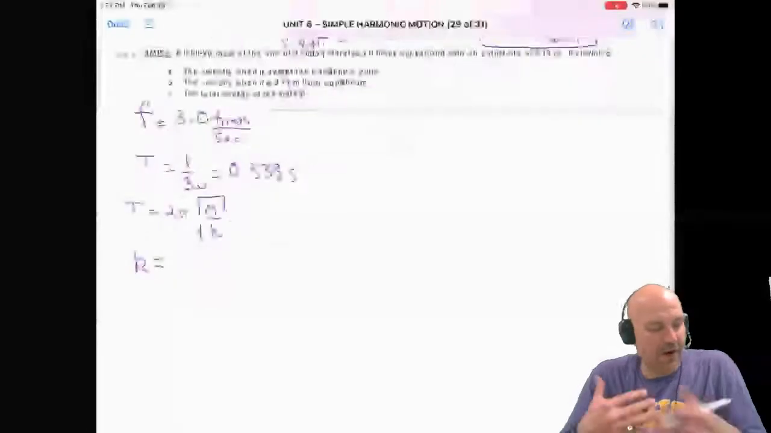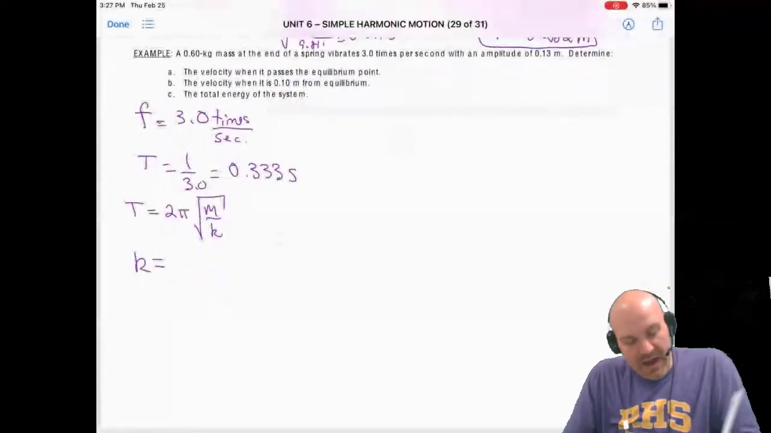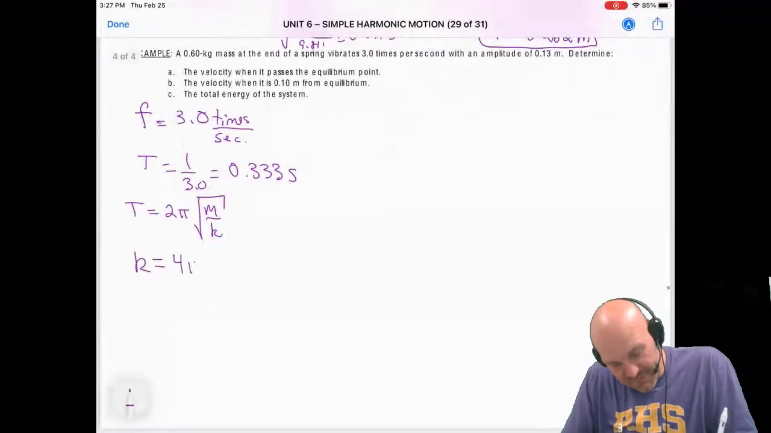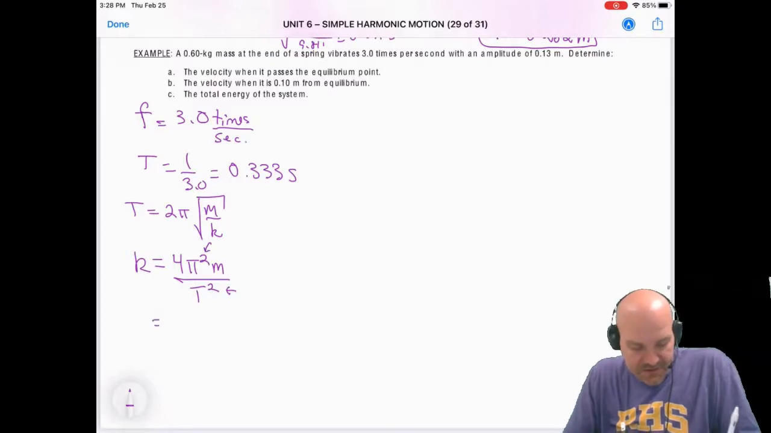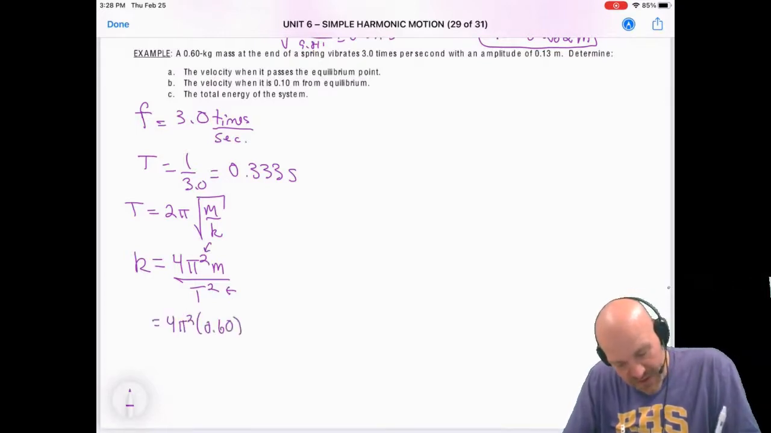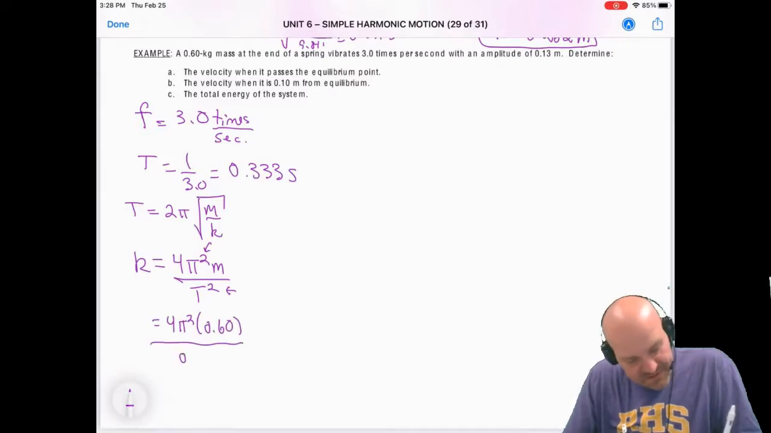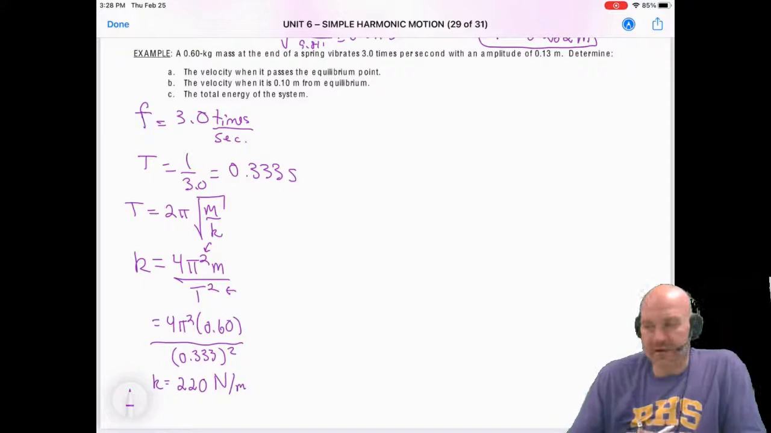But we're going to now have our spring info. So it's 4π²m over T². Again, make sure you're squaring these two. So you can do 4π² times the mass, 0.60, divided by T, which is 0.333. We're going to do that, and we're going to find that k is approximately, and I'll round it, 220 newtons per meter.